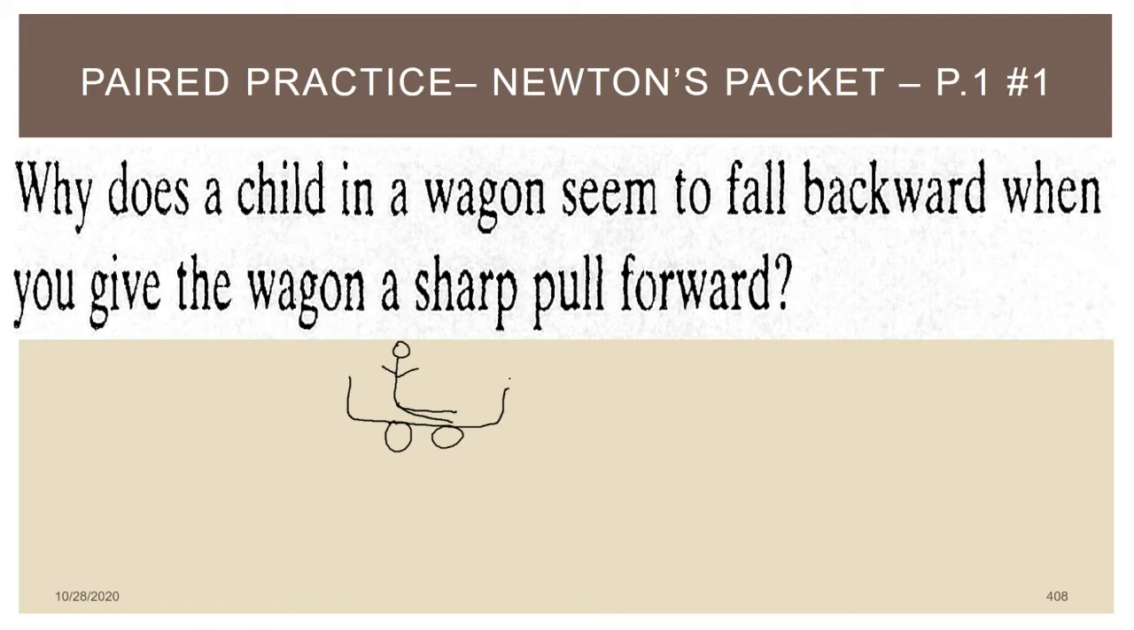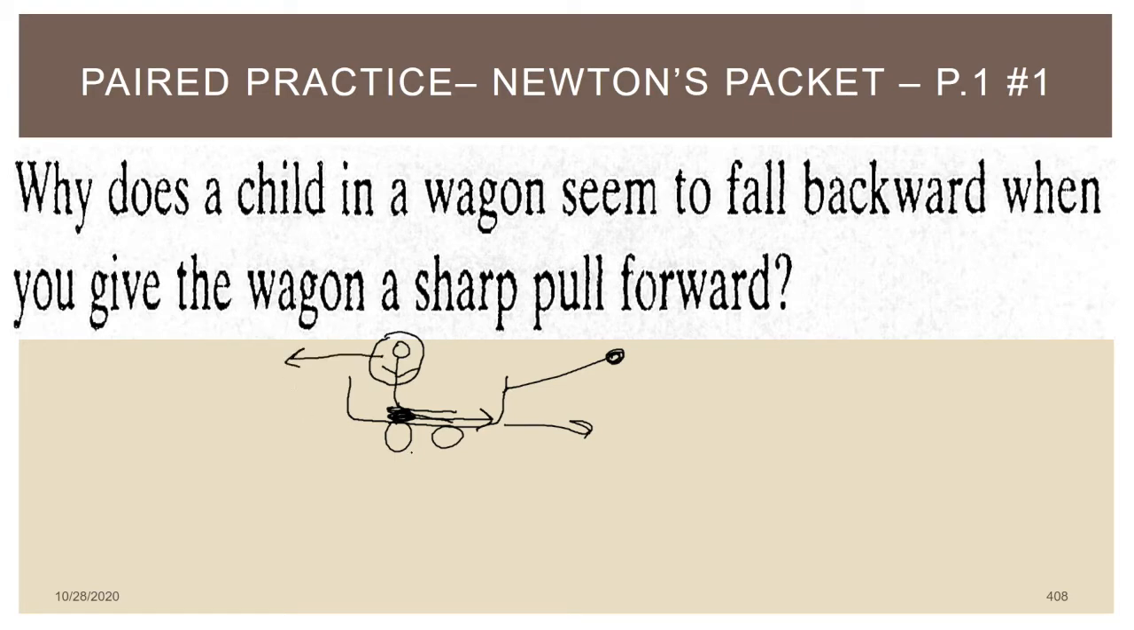When this person is sitting in the wagon, before it's given a sharp pull forward, the wagon is at rest. And because the wagon is at rest, so is the kid. But when the wagon gets a sharp pull forward, the friction between the kid's legs and backside, if you will, pulls the bottom of the child forward. But because the top of the kid, namely their head and their arms, whichever part of them is not directly touching the wagon, that part of them is at rest. And so, according to Newton's first law, it has a tendency to remain at rest.